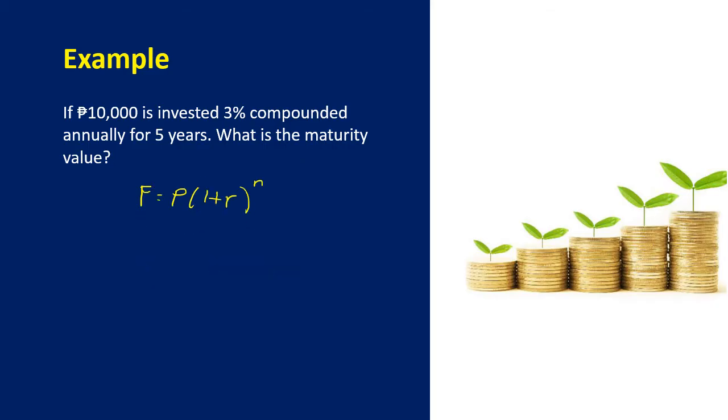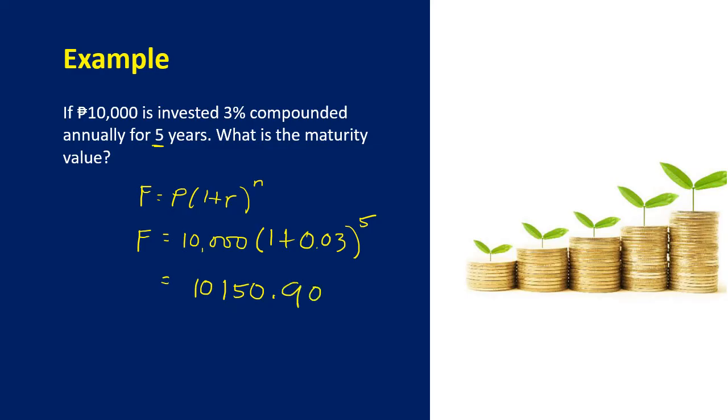Alright, so we will just plug in the values. So F is 10,000 times 1 plus 0.03 raised to the number of periods, which is 5 years. So when we use our calculator, what will it give us? 1.03 raised to 5 times 10,000. You will end up with 10,150.93. Alright, so that's the answer.